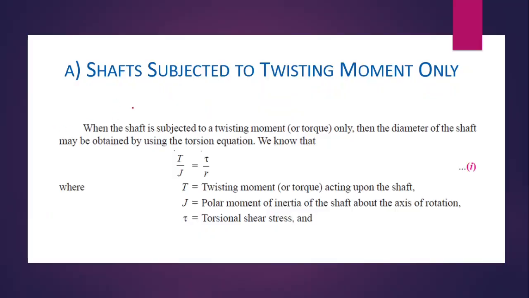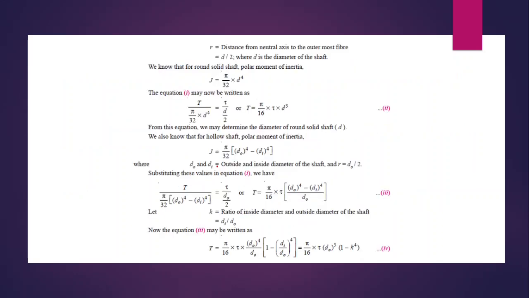First case, shafts subjected to twisting moment. Here we know this equation already: T by J is equal to tau by R, where T is equal to torque, J is equal to polar moment of inertia, tau is equal to torsional shear stress, and R is the distance of the outermost layer from the neutral axis. R is equal to distance from the neutral axis to the outermost fiber. That is equal to d by 2, where d is the diameter of the shaft.